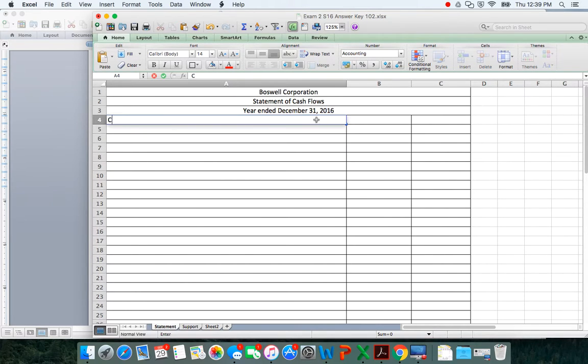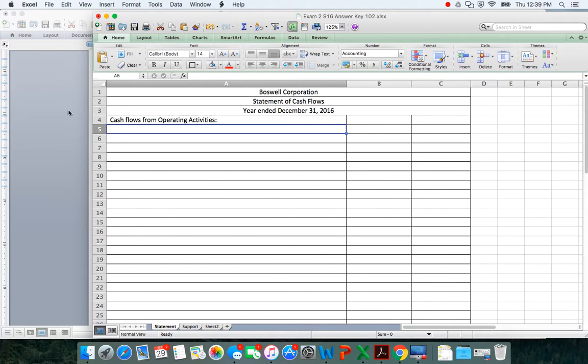So we'll start with cash flows from operating activities. This line is identical for each statement of cash flows. In the next section, it would start with cash flows from investing activities. The third section would start with cash flows from financing activities.